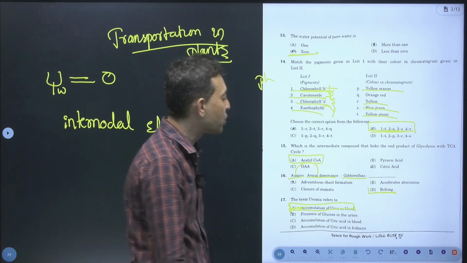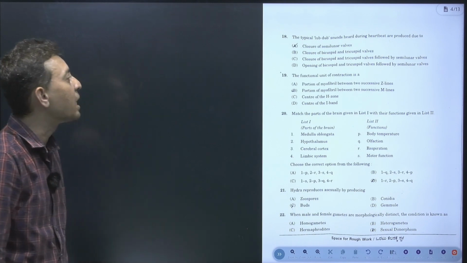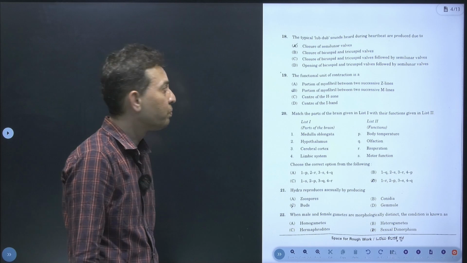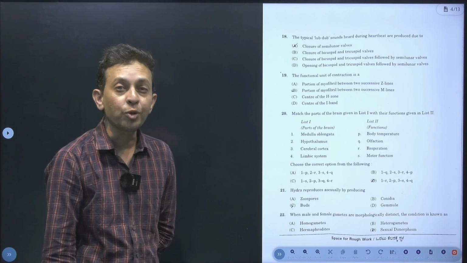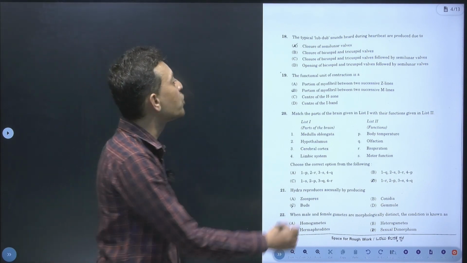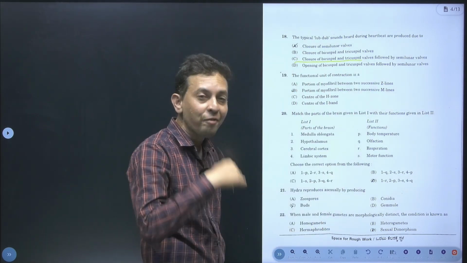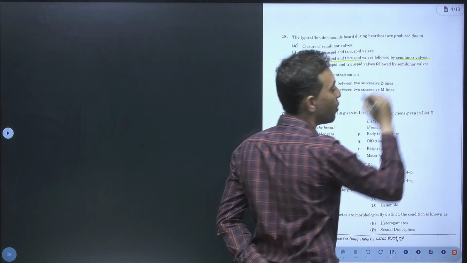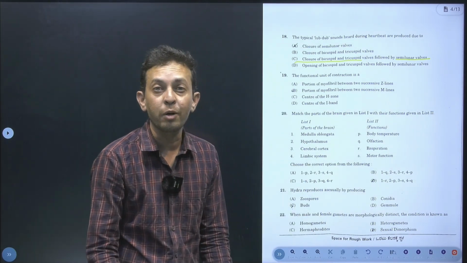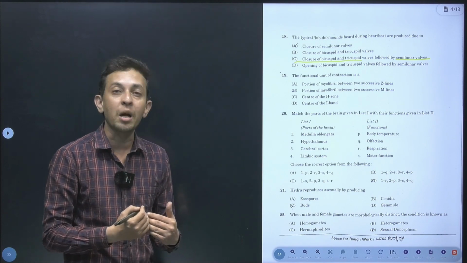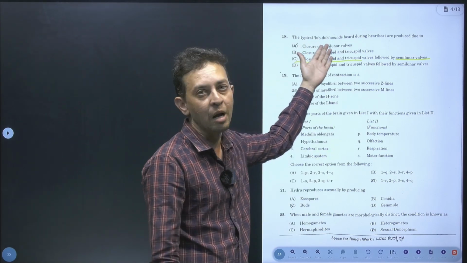So moving on to the next question, 18th one: the typical lub-dub sound heard during heartbeat is produced due to. We all know it is produced due to closure of bicuspid and tricuspid valves, after that closure of semilunar valves. Because of that we will hear the heart sound, that is lub and dub, students.